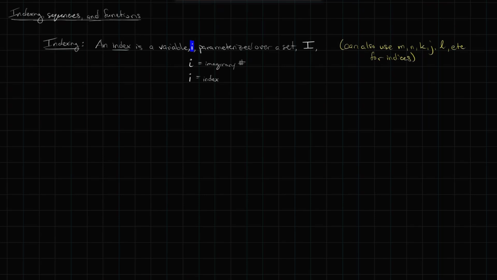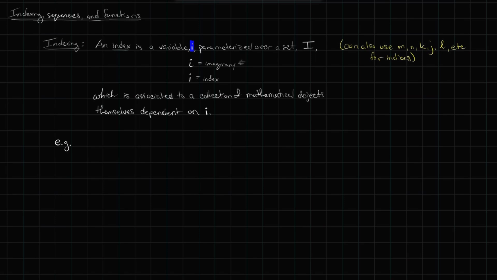But what is it? An index is a variable parameterized over a set which is associated to a collection of mathematical objects themselves dependent on i, so dependent on the index. Now that's pretty vague. If I make an example, we can make this a lot less vague.